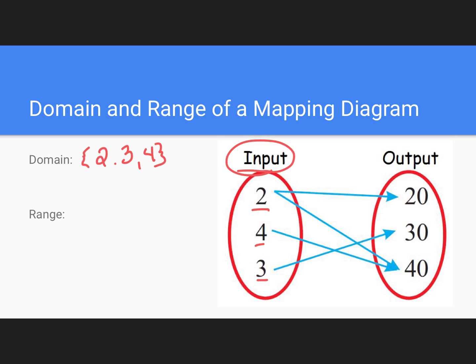Our output, again, is our range. So our range is going to be these values, again, in numerical order. 20, 30, 40. Again, we're going to put it into the little curly brackets. Make sure you have commas in between the values. Not too hard. So this is with our mapping diagram. It's just we have our input mapped to our output. Okay?